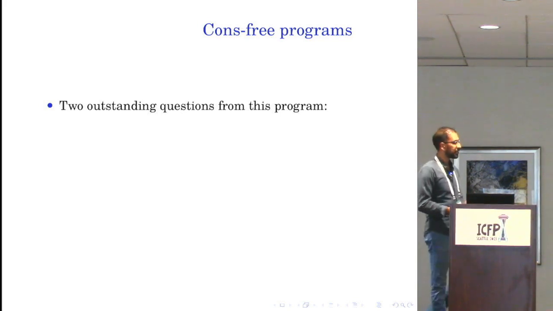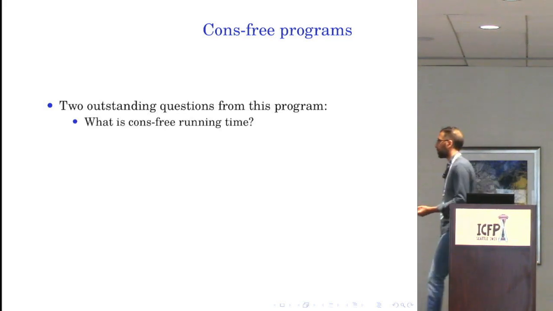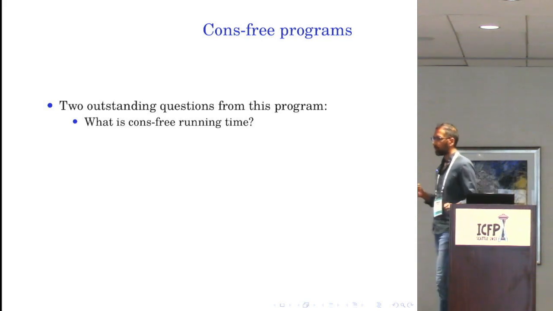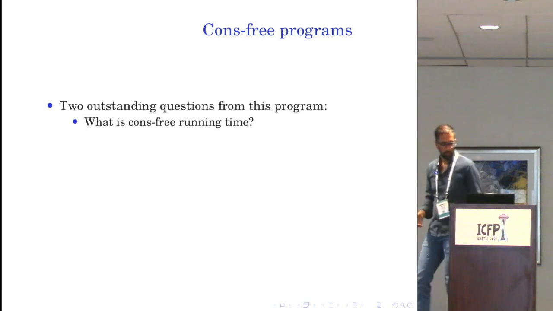And there are a number of outstanding questions, two of which are: what is cons-free running time? The running time of the original Turing-complete language basically corresponds to Turing machine running time, but when we remove cons, we severely lessen its power, in the sense that, yes, we can compute every p-time thing by a cons-free program, but the cons-free program may itself run in exponential time.